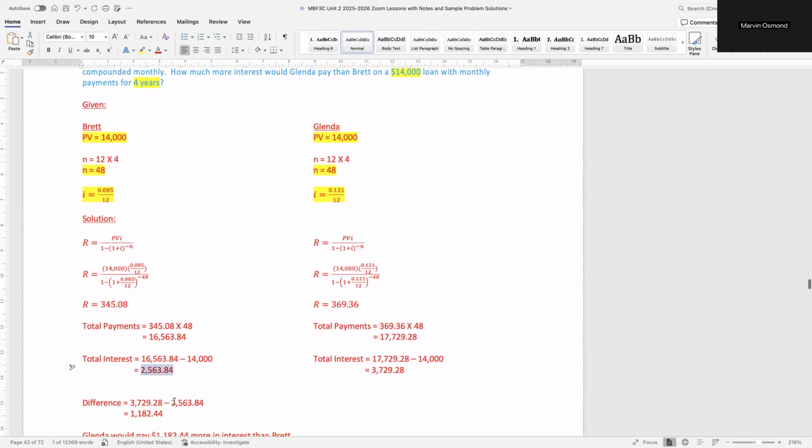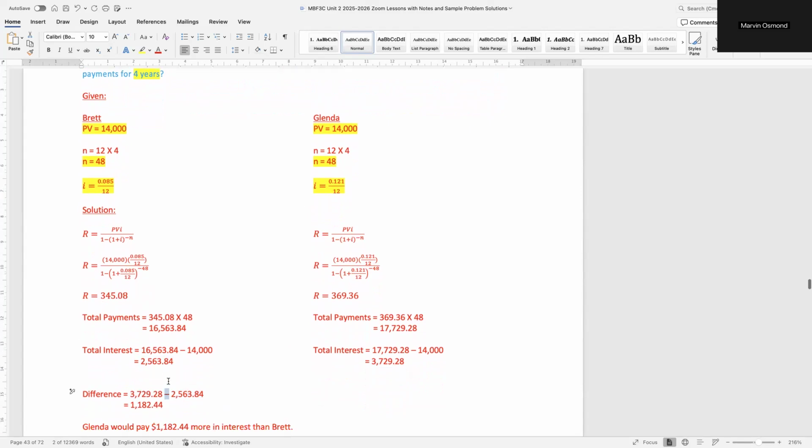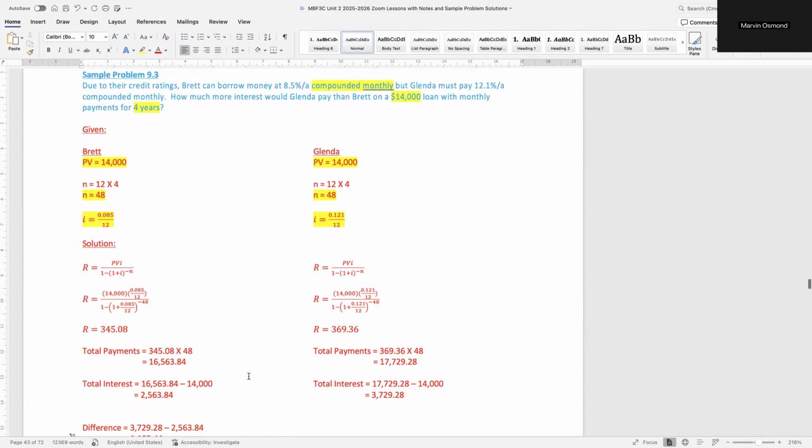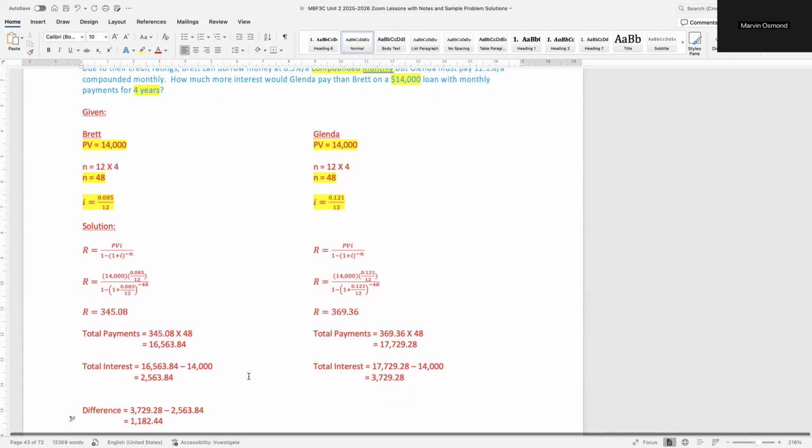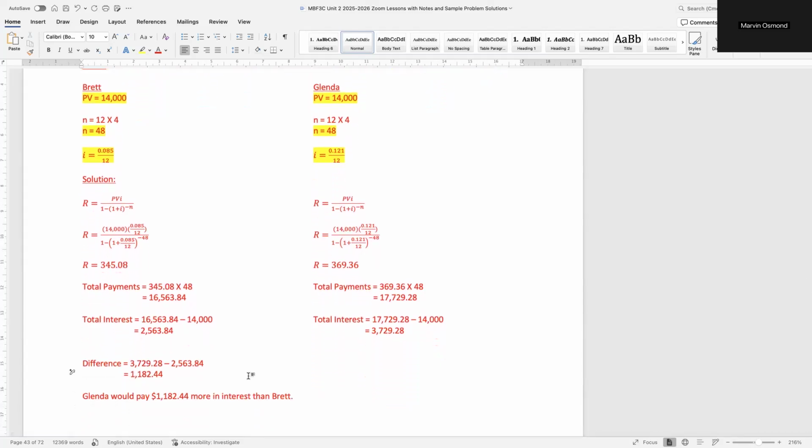So the difference between the two is going to be 3,729.28 minus 2,563.84, which is a total of $1,165.44. So based on this, 4 years, $14,000, Glenda is going to pay $1,165.44 more in interest than Brett.